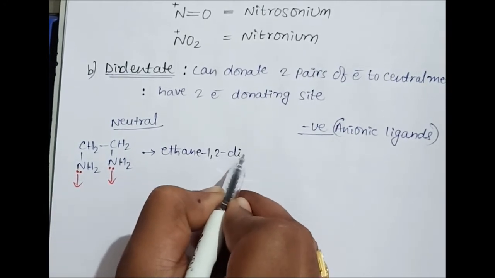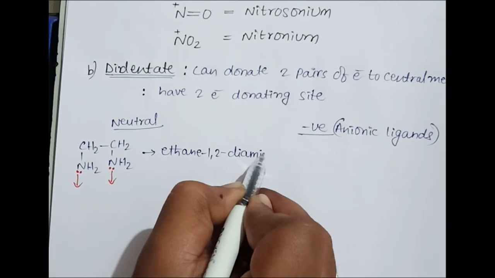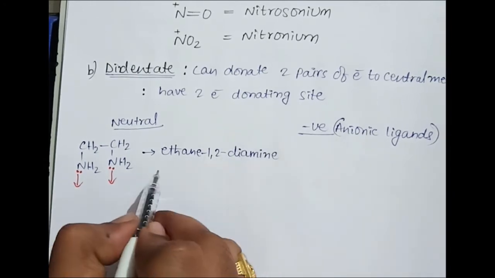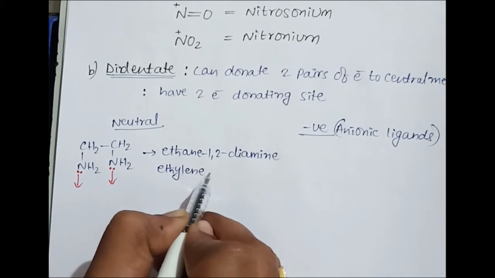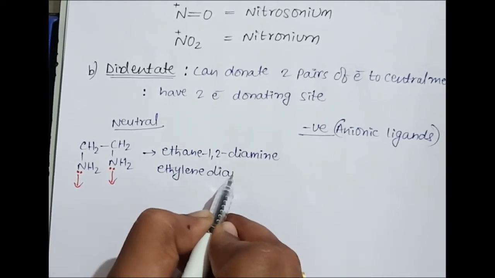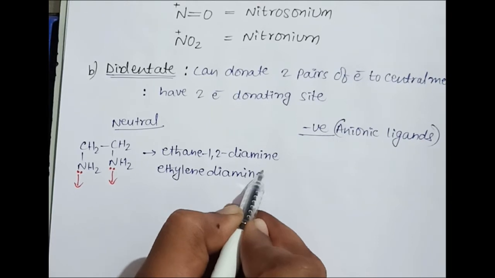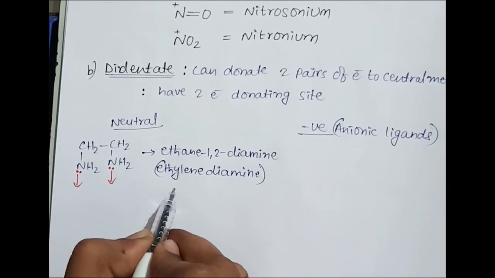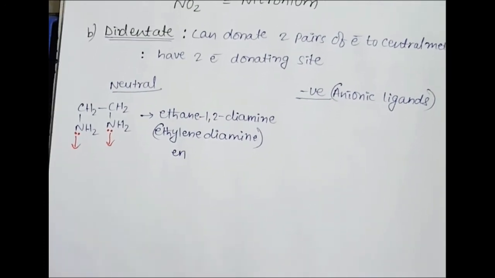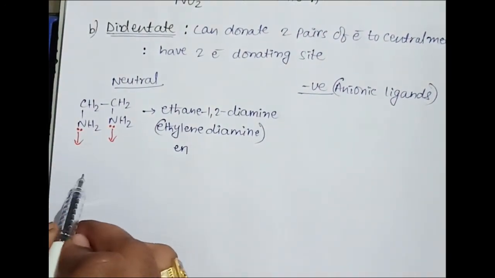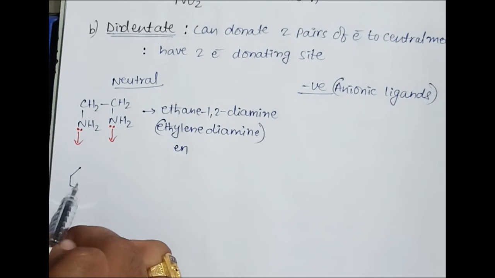Spelling, we have to see, it is not a double M, it is a single M. It is also known by the common name ethylene diamine. It is a common name, but the IUPAC name is ethane-1,2-diamine, and the symbol we use here is en. Similarly, we can have many other examples like this one.